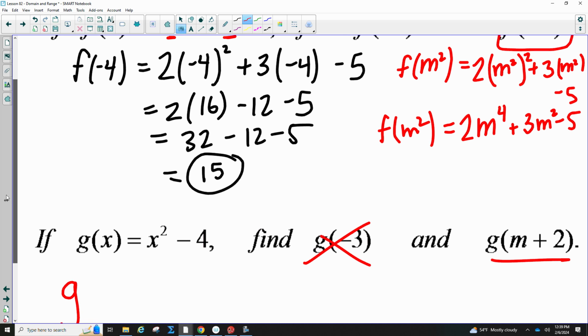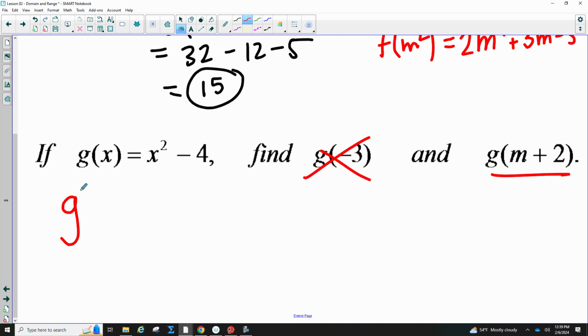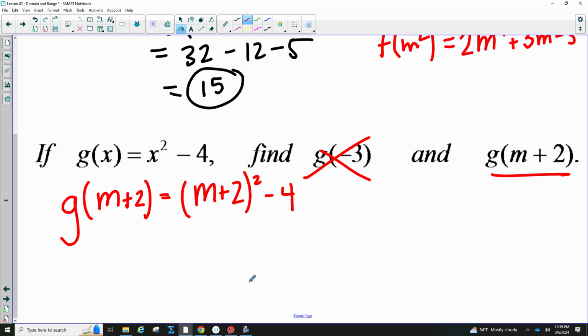Now I have g of, and I'm going to plug in this binomial, m plus 2. So I've got x squared, so I'm going to plug in m plus 2, and the square goes on the outside, -4. Now, a lot of people mess this up because they try to shortcut this. This is m plus 2 times m plus 2. You really need to FOIL it out or you're going to get messed up.